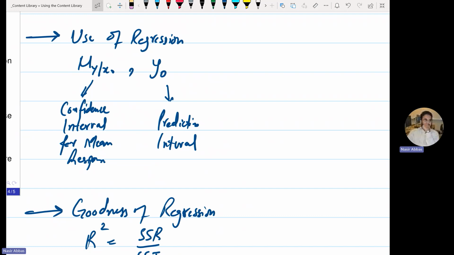You called one of them the confidence interval and you called the other one the prediction interval. The interval for the single value, you called it prediction interval, and the interval for the average value, you called it confidence interval.